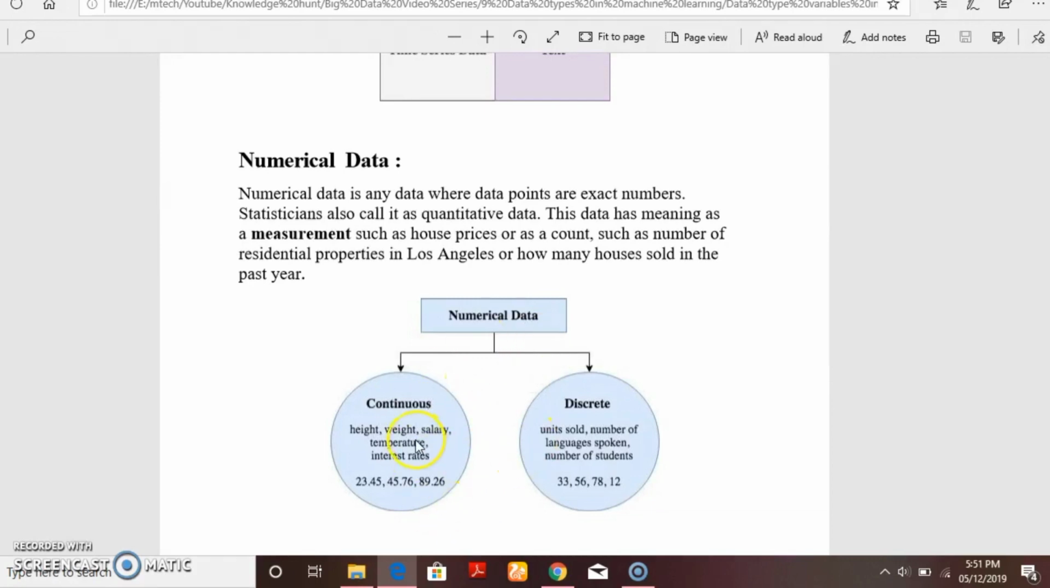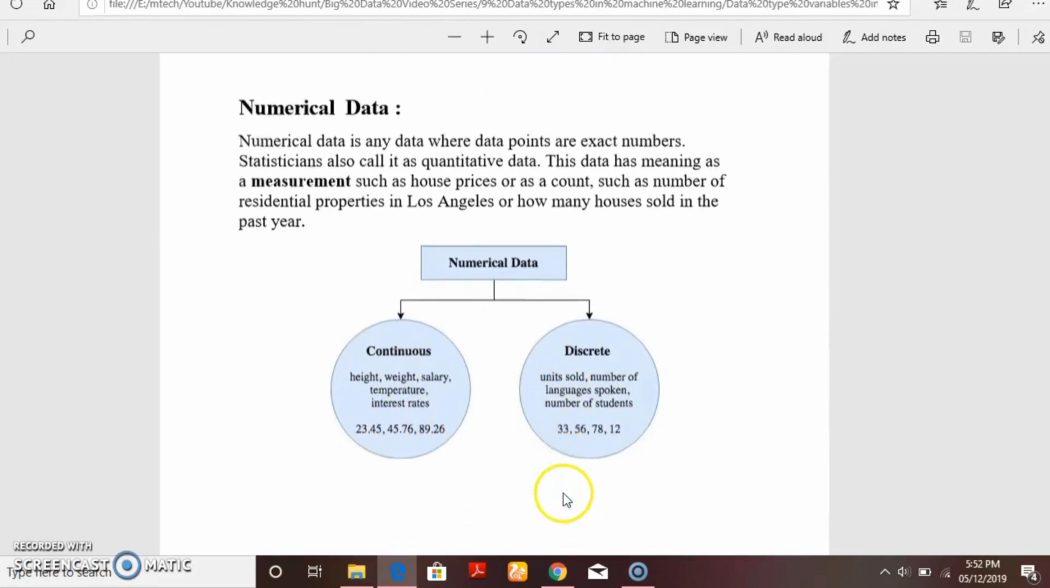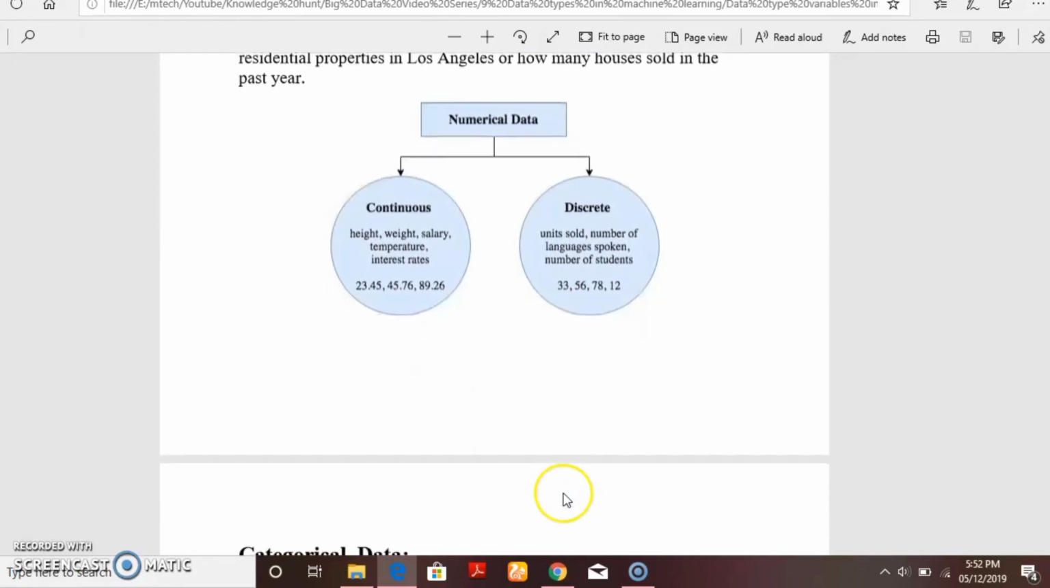Numerical data is classified into two types further, which are continuous data and discrete data. Continuous in the sense height, weight, salary, temperature, pressure, interest, these are continuous data. Examples are given below. And discrete in the sense number of languages, number of products sold, number of students, number of households, units sold. As you can see, continuous is based on a decimal point, and discrete means whole numbers. Number of units sold may be discrete data.